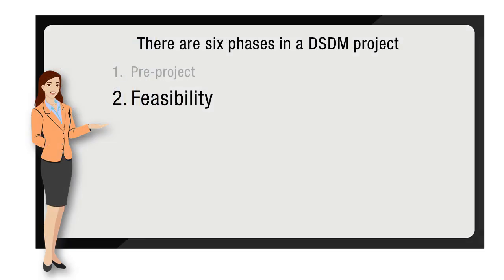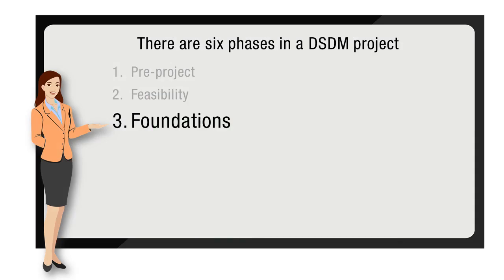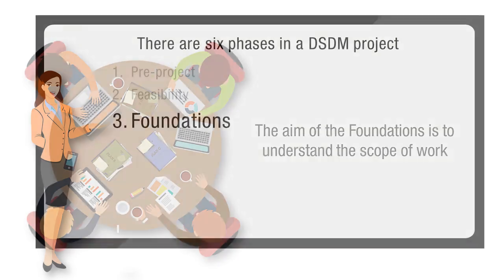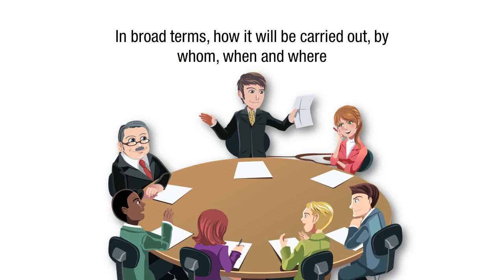Feasibility is the next phase. This phase is intended primarily to establish whether the proposed project is likely to be feasible. Foundations is the third phase. The aim of the foundations is to understand the scope of work and, in broad terms, how it will be carried out, by whom, when, and where.